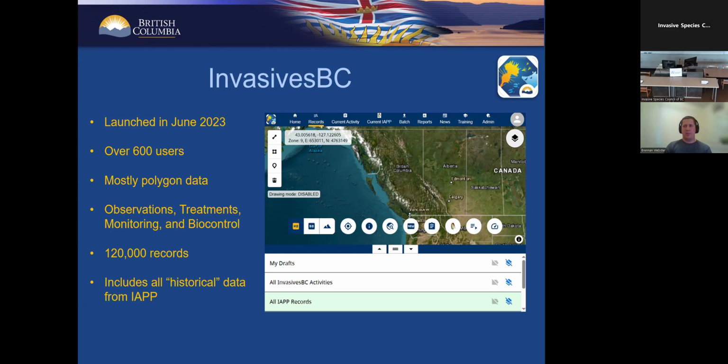This is just a screenshot of what the main page, the records page on InvasivesBC looks like. So the map is integrated with the data. You see at the bottom the record sets, which will show you a table view of all the data, and you'll see it on the map as well. So you can filter the record sets. It will show you those rows, and it will also show you them on the map.